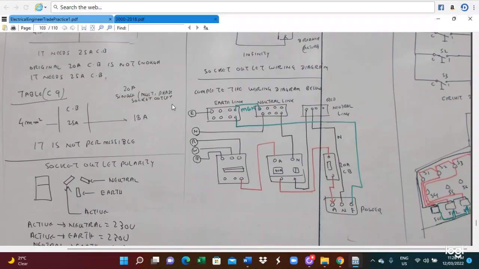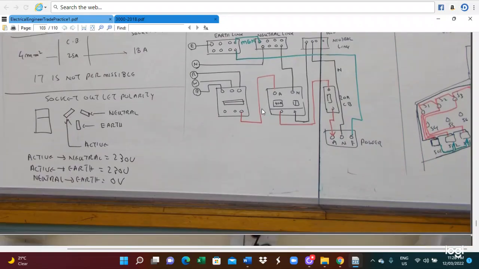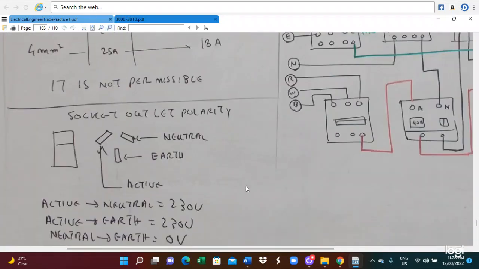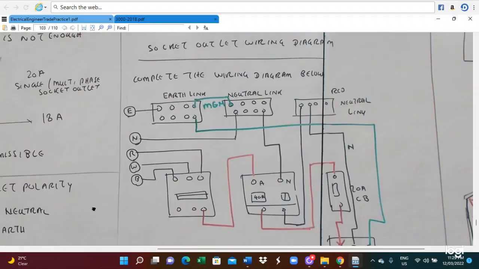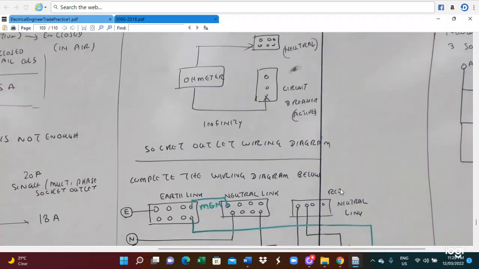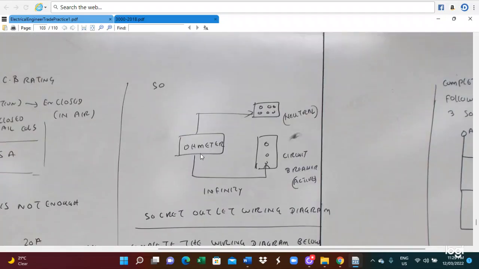Then we see the socket outlet polarity. The left side is for the active, the right side is neutral, and the bottom one is earth. Active to neutral is 234, active to earth is 234, and neutral to earth is 0.4. Here, this is what we call infinity. So when we measure the resistance between neutral and earth, there must be infinity.